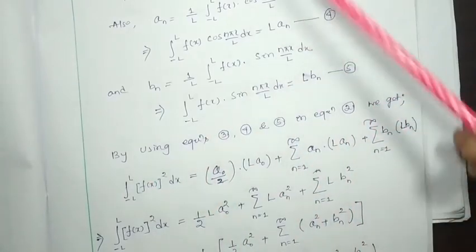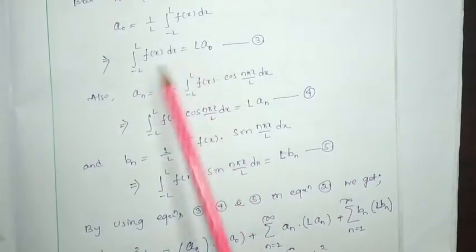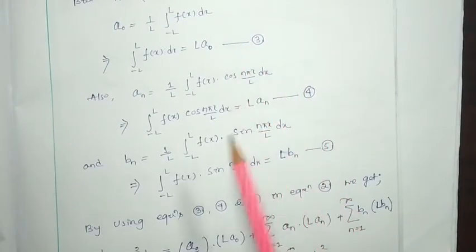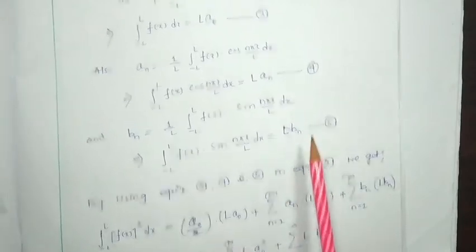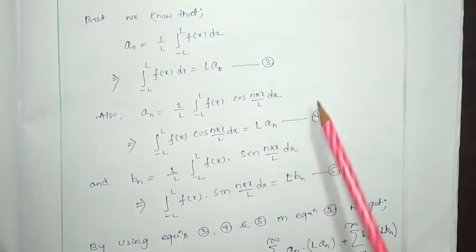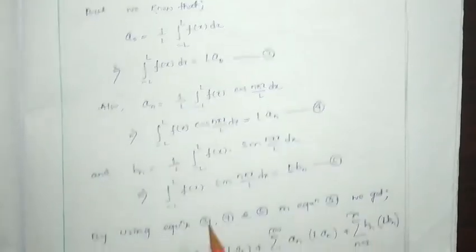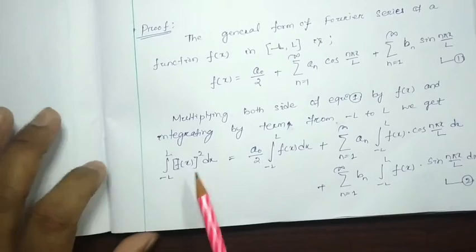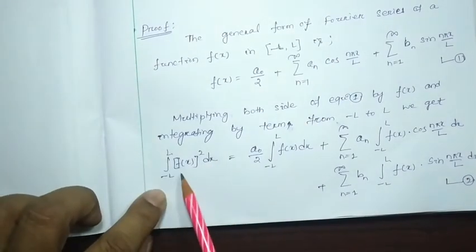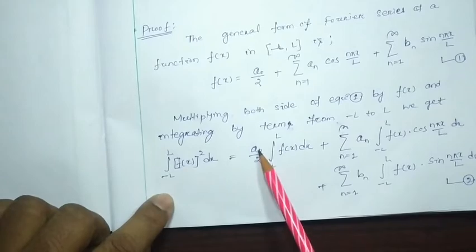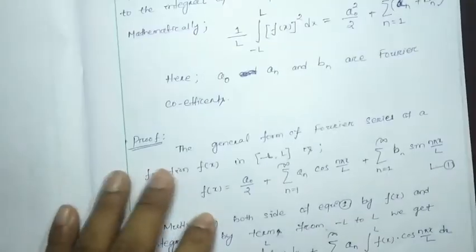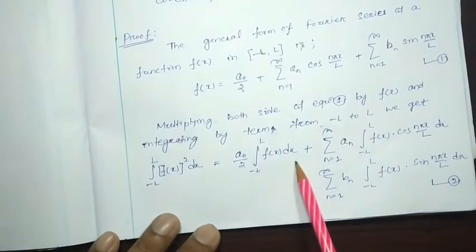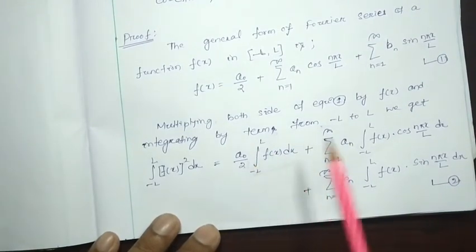Now, by using equation numbers 3, 4, 5, we have to put just the values of equation numbers 3, 4, 5 in equation number 2. What are we going to get? See, the left hand side will remain as such: integral from minus L to L of f(x) square dx. Now a0 by 2 will be there, and integral from minus L to L of f(x) dx will be nothing but L a0.